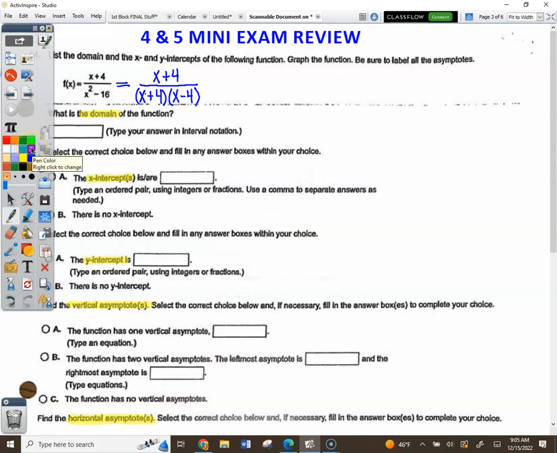So we'll change colors. That is a hole. Think of it as, when you go to strike it out, it's leaving a hole in your problem. So my new, I'm going to change to green, because now this is what I'm going to focus on. My new problem is there's nothing on top, so it's a 1. And on bottom, I have x minus 4.